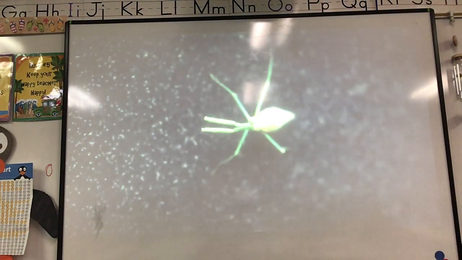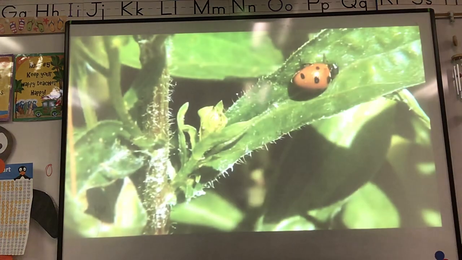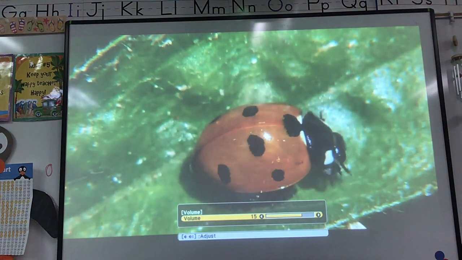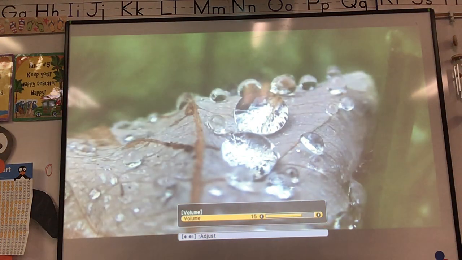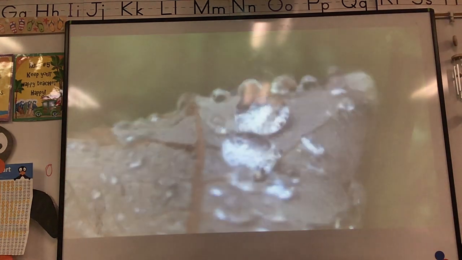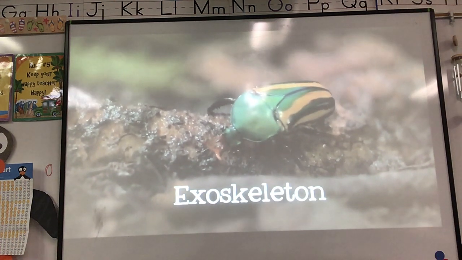But insects are the largest group of animals on Earth. Nearly 1 million species have been identified so far, and scientists estimate that there could be millions more just waiting to be discovered. Insects are invertebrates, or animals that do not have backbones. In fact, insects do not have any bones at all. Instead, they have a hard outer shell called an exoskeleton that gives them their structure.